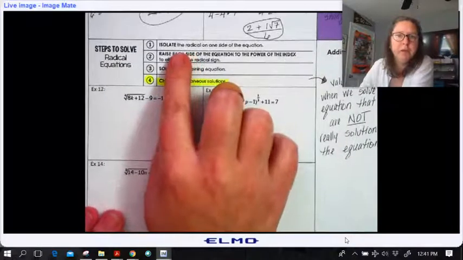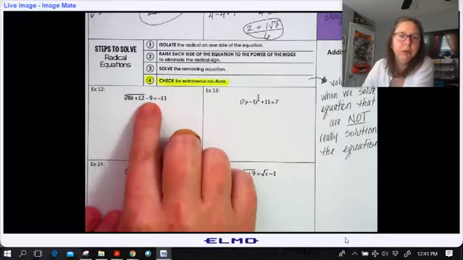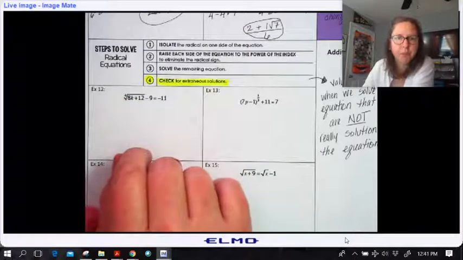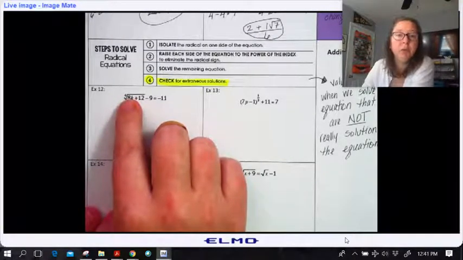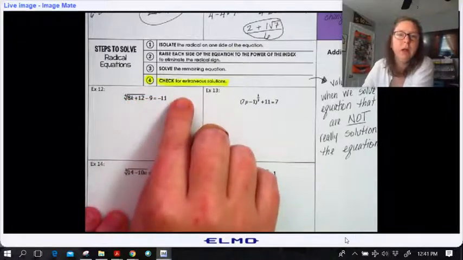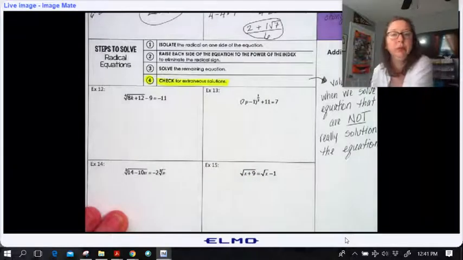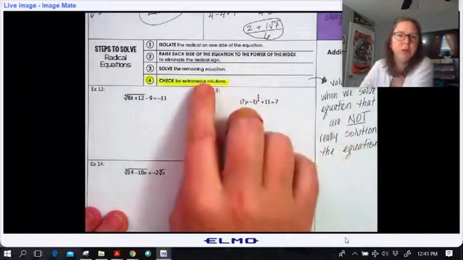First thing that we're going to want to do is isolate the radical. So in this first one, we're going to add 9 so that the radical is by itself on the left. Then to get rid of that radical, it is a fourth root, so we will raise it to the fourth power. Remember, exponents and radicals are inverses of each other. And then we're going to solve the remaining equation.